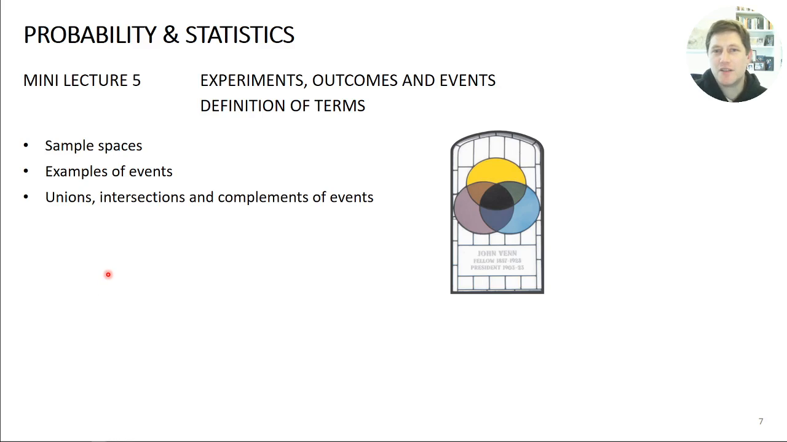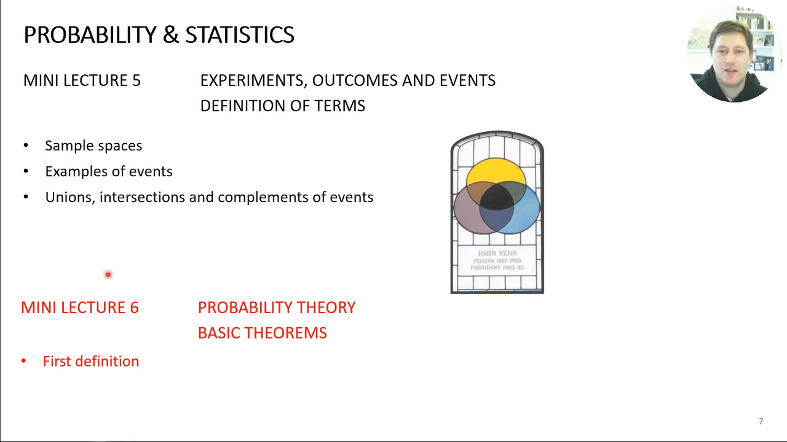Okay, and that finishes this short lecture defining terms. We've covered sample spaces, events, unions, intersections and complements. We've made sure that you understand those basic terms, and then we can use them in our future lectures. In the next lecture we're going to look at the basic theorems of probability, so we'll define probability, have a general definition for it, and then look at the theorems that derive from that. Thank you very much.